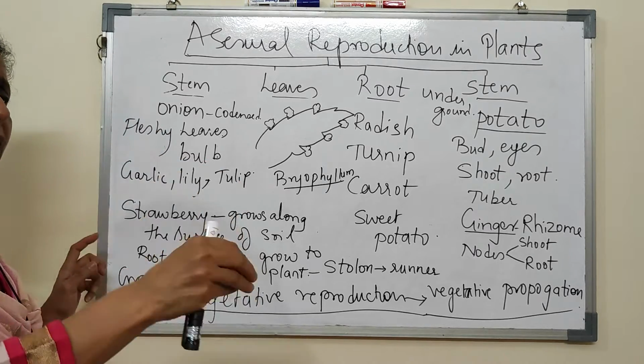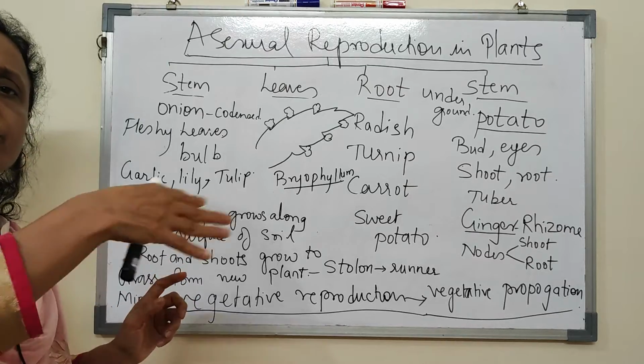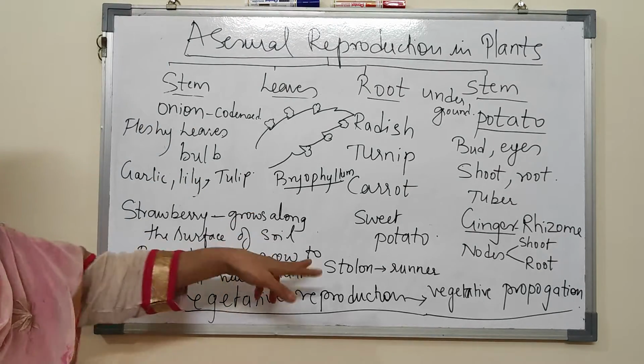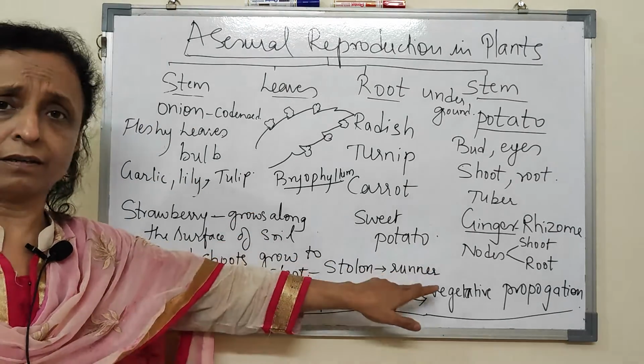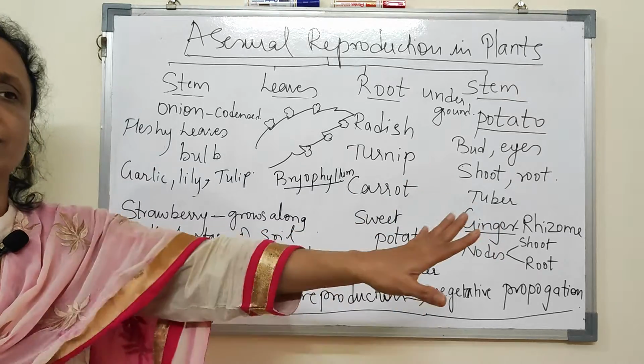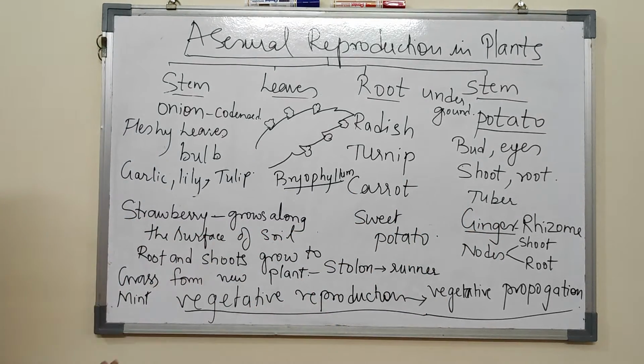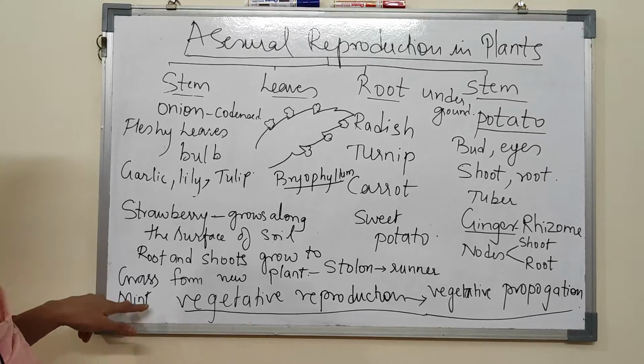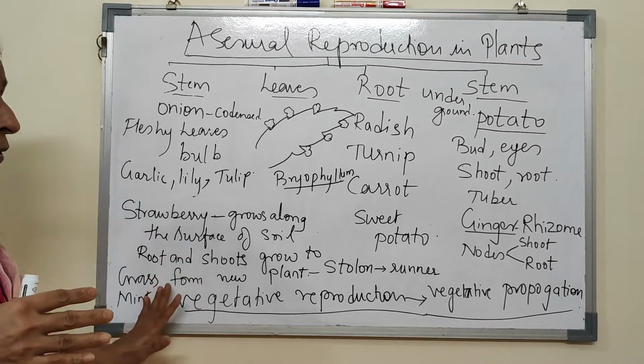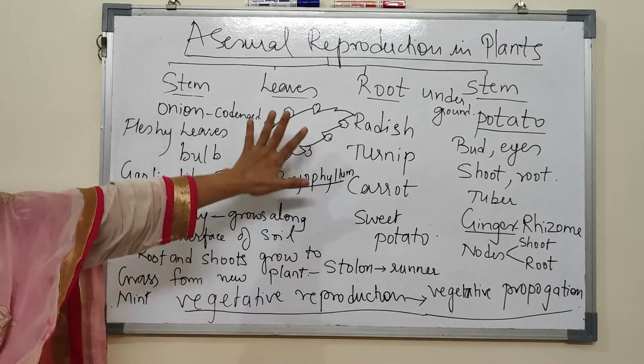One grass you plant and there will be grass, a garden full of grass, because they are runners, they are stolons. They will run and reproduce, and they will be there everywhere. Even the mint which you eat reproduces in the same way.